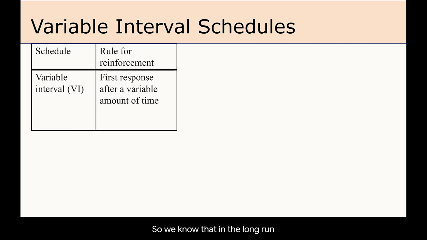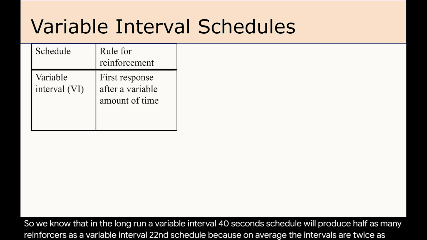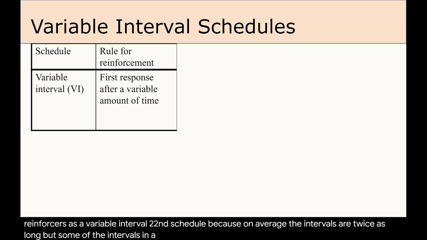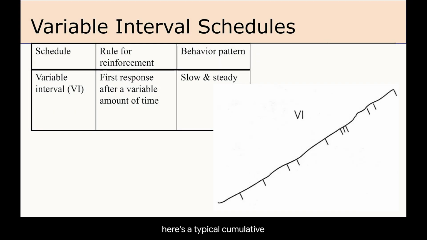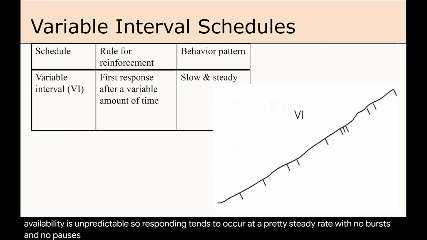So we know that in the long run, a variable interval 40-second schedule will produce half as many reinforcers as a variable interval 20-second schedule, because on average, the intervals are twice as long. But some of the intervals in a VI 40-second schedule will be shorter than some of the intervals in a VI 20-second schedule. Here's a typical cumulative record for a variable interval schedule. The timing of reinforcer availability is unpredictable, so responding tends to occur at a pretty steady rate with no bursts and no pauses. Very low rates of responding could lower the rate of reinforcement.